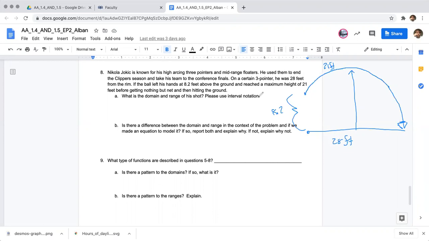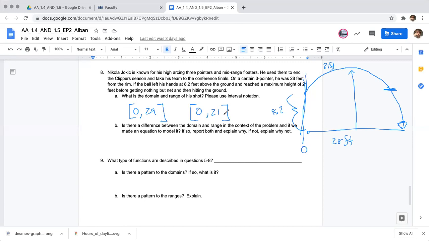Good. Well, it looks like to me that the domain in interval notation, so let's call this 0. And let's call this, it's probably a little more than 28 feet because the basketball is 3 feet. Let's see, 28 feet from the rim. So the basketball hoop might be here. And so it might be a bit more than 28 feet. So I'm going to say, you know, maybe like 0 to 29 might be the domain. And the range I'm going to say is 0, which is the smallest value, up to 21, which is the highest value.